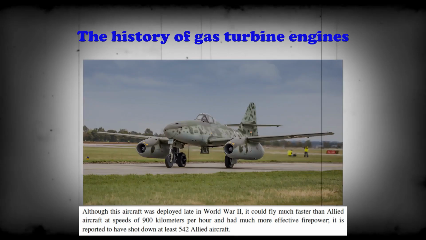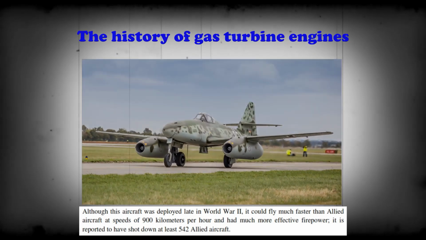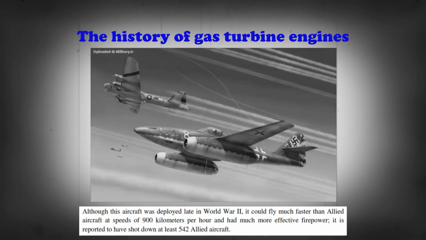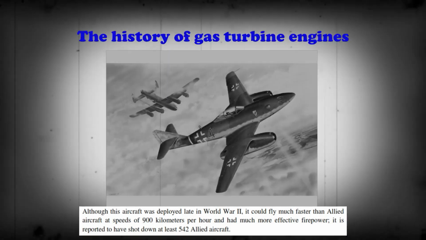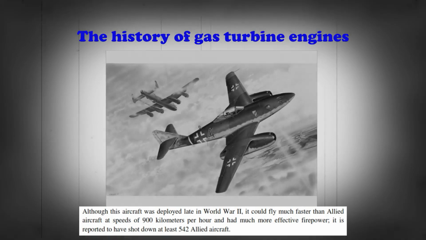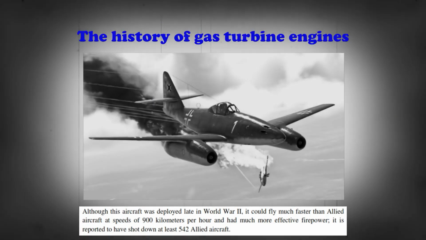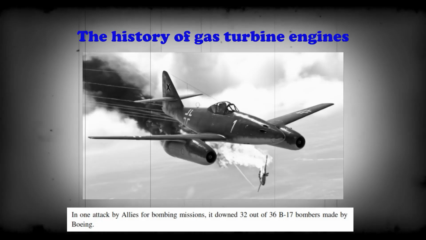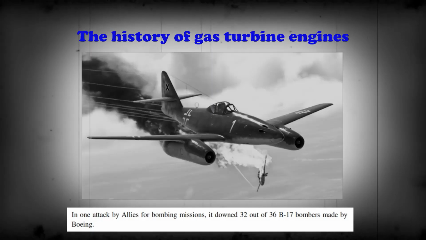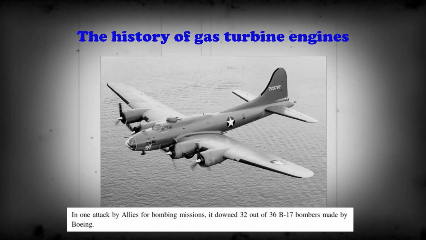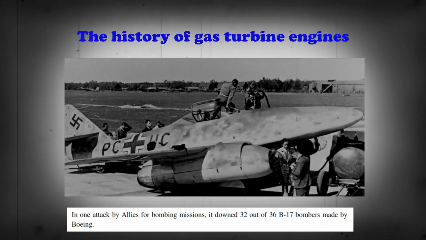Although this aircraft was deployed late in World War II, it could fly much faster than Allied aircraft at speeds of 900 km per hour and had much more effective firepower. It is reported to have shot down at least 542 Allied aircraft. In one attack by the Allied for bombing missions, it downed 32 out of 36 B-17 bombers made by Boeing.